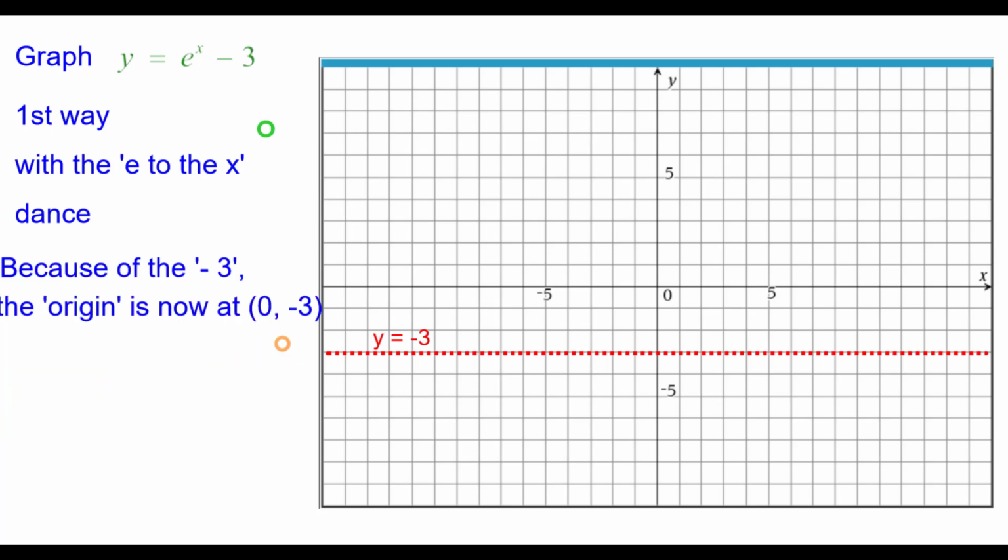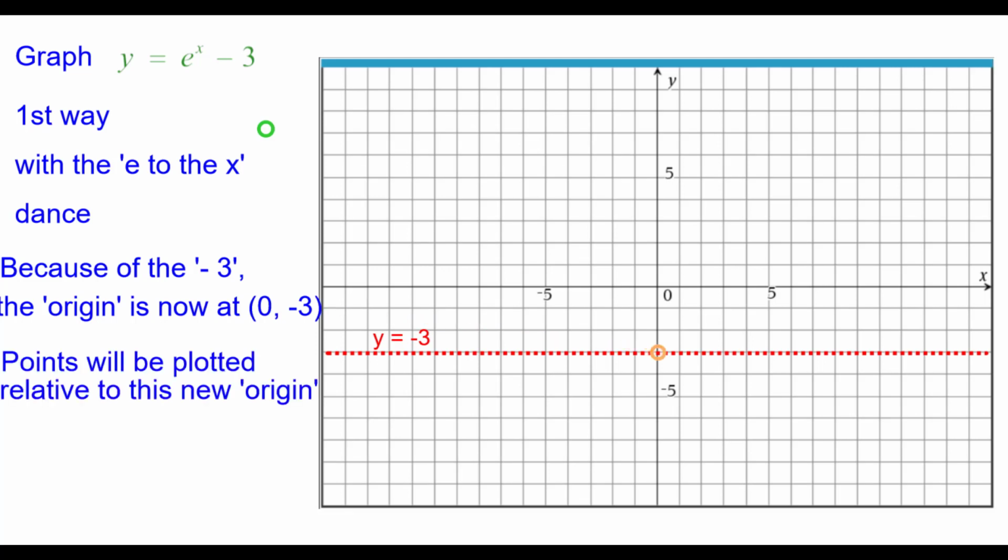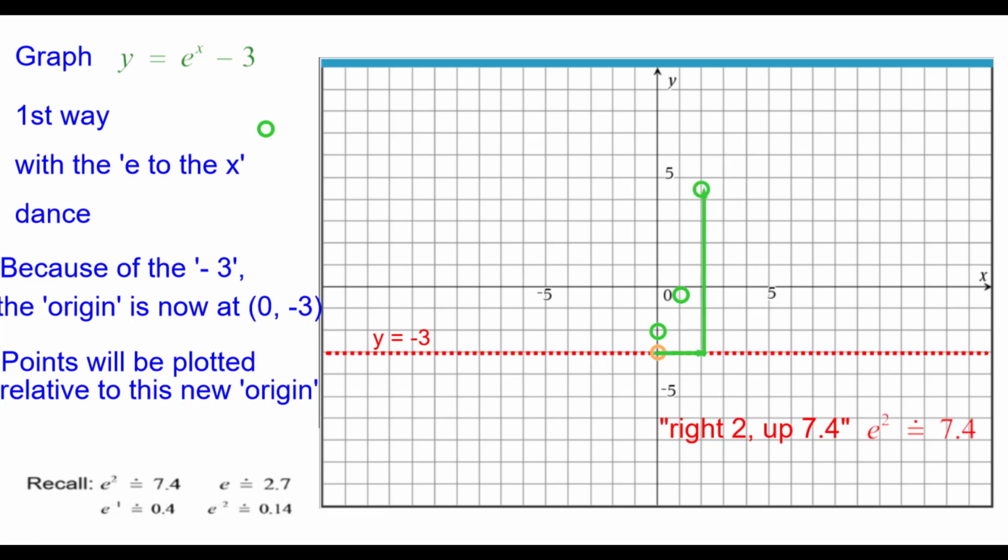Because of the -3, the origin is also now moved down 3 units to (0, -3), and all points will be plotted relative to this new origin. This point is right 0, up 1, because e to the 0 power is 1. Here we're listing the powers of e that you should just know. So right 1, up e, which is about 2.7. Right 2, up 7.4, which is e squared.